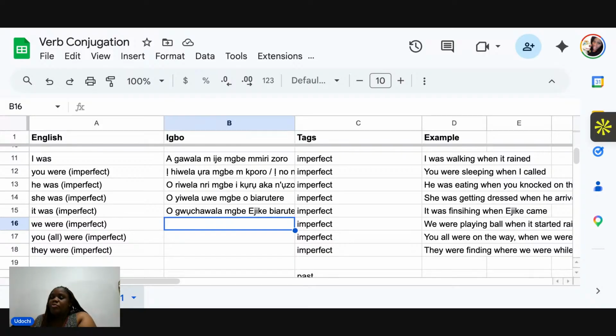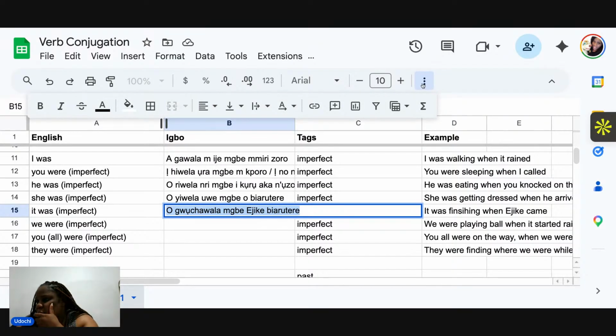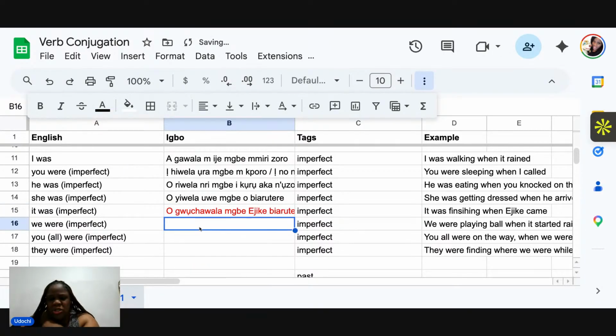So those sentences that I believe in is Ogo Chawala Mwe Ejike Biarutere. Ogo Chawala, or I believe it's all Nago Chawala. I'll have to check on this one. Let me highlight this in red if I can. I'm gonna make this red so that I can ask my Igbo teacher.